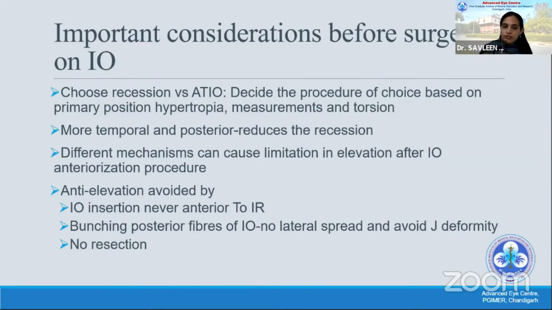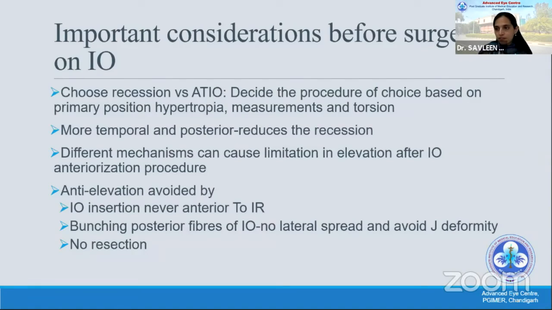The more temporal and more posterior you put the inferior oblique, the more it reduces the effect of the recession, and different mechanisms can cause limitations to elevation after an inferior oblique procedure. We have to make sure that whatever surgery we are choosing, the insertion of the inferior oblique should preferably not be put anterior to the inferior rectus. I personally never put it in anteriorly. For the bunching of the posterior fibers to the anterior fibers, about 2 millimeters is what is mostly recommended, and you should not do a lateral spread of the inferior oblique, to avoid this J deformity.